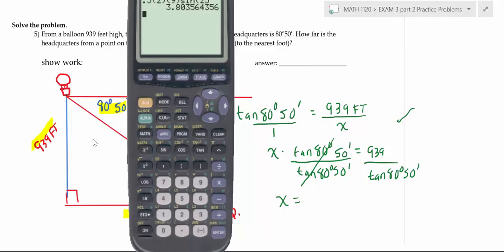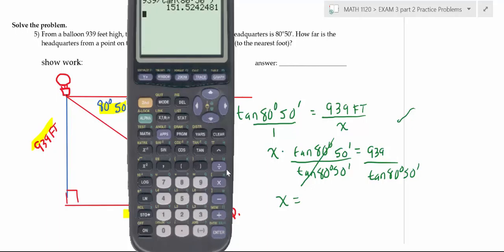Okay, so I'm going to put in 939 divided by the tangent of, and you can do this one of two ways. You can go 80 and then use the second function to get that angle to come out. So you get 80 degrees, then you can go 50 minutes. You can do the same thing, second angle, and get this to come out. You can do it that way if you want to.